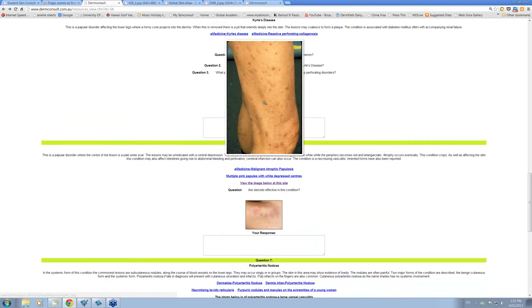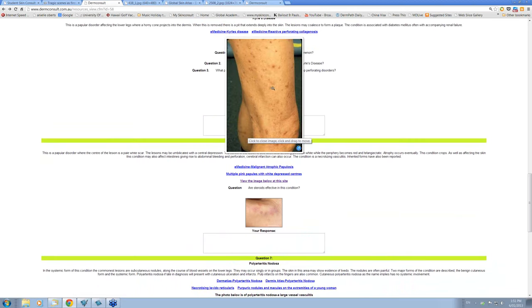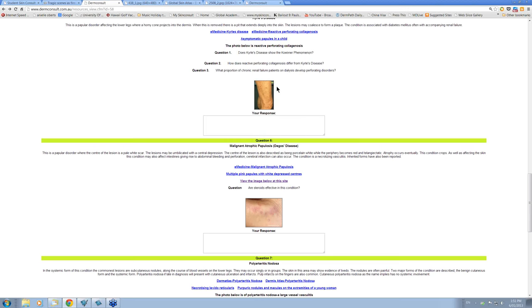What was this one here? Oh, this was just the papules of reactive perforating collagenosis. Looks a little bit like prurigo nodularis to some extent, some of these, but perhaps not as big as you would get with those. But again, just a little keratotic papule that you see.